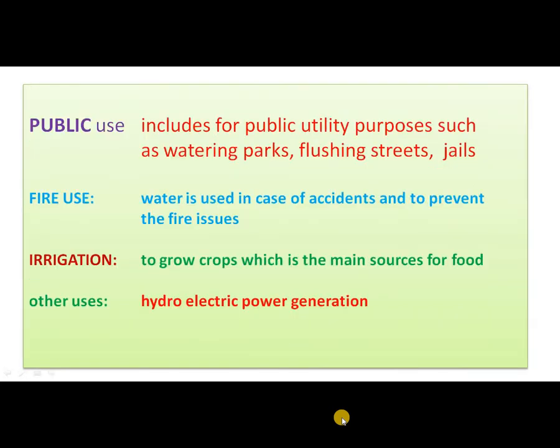Public use. Public utility purposes such as watering parks, flushing streets, jail sets, etc. require water. That is called public use. And water is used in case of any accident or to prevent fire issues. So that is for fire use. To grow plants or crops, which are the main source of food, water is required for irrigation purposes. And to produce electricity, water is required for hydroelectric projects.